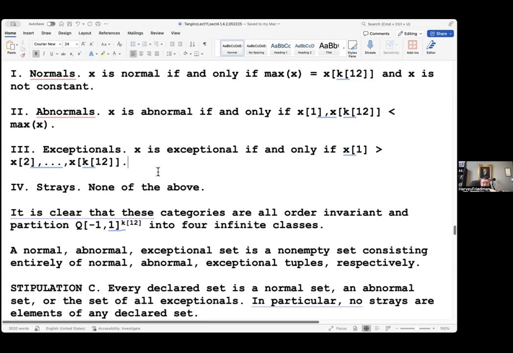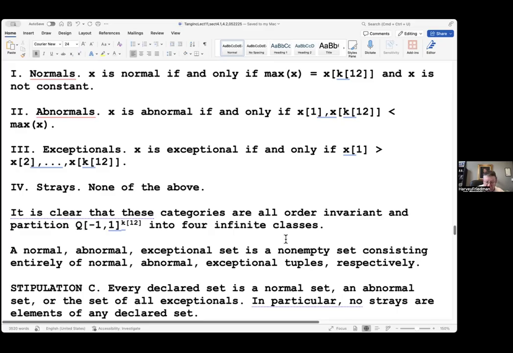This is different than abnormal and normal because it's the first term that's bigger than all the rest. And then the strays are just none of the above. It's clear these categories are all order invariant and partitioned into four infinite classes. A normal, abnormal, exceptional set is a non-empty set consisting entirely of normal, abnormal, exceptional tuples. Strays we don't really pay much attention to, although strays can block things, but nothing blocks a stray.